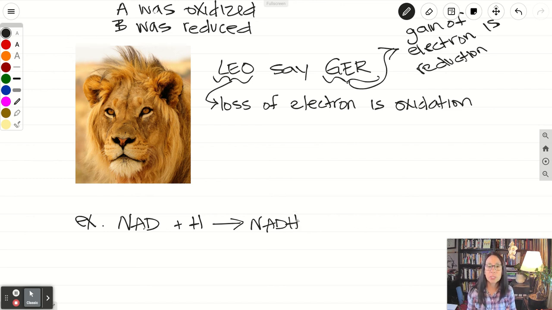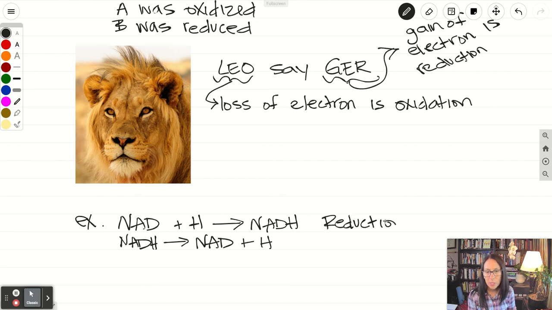This is a reduction reaction. NADH can then lose its hydrogen and go back to being NAD plus a hydrogen that's loose. This is an oxidation. So this is a reduction and this is an oxidation.